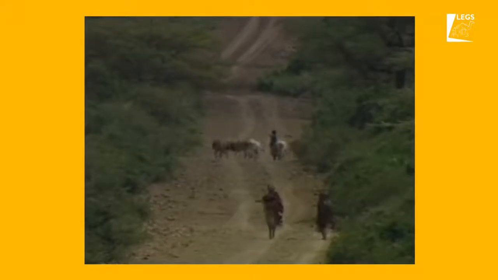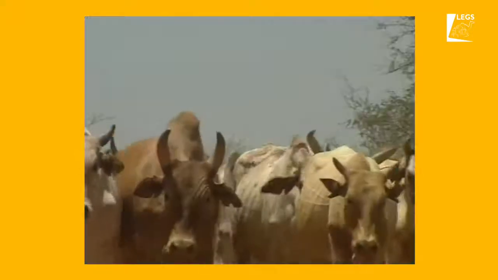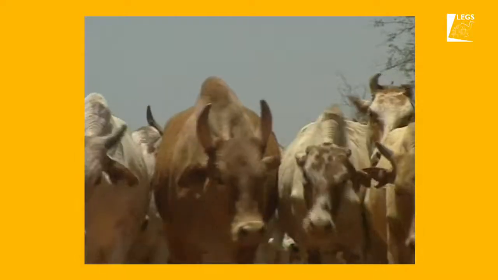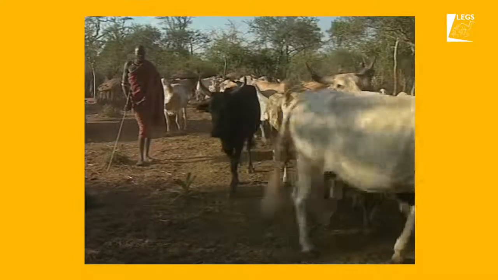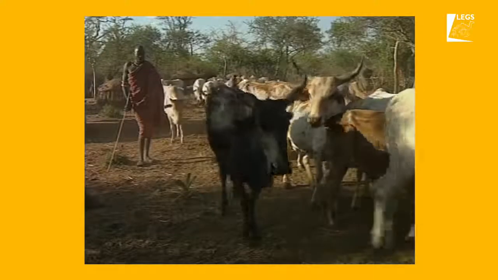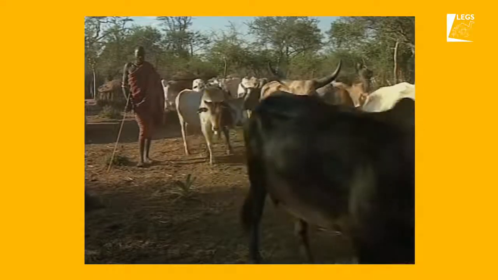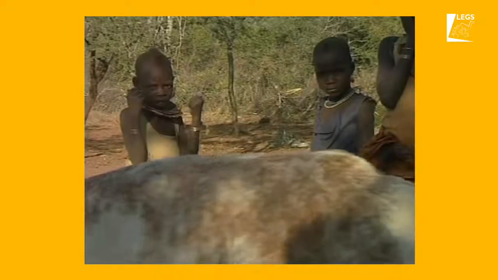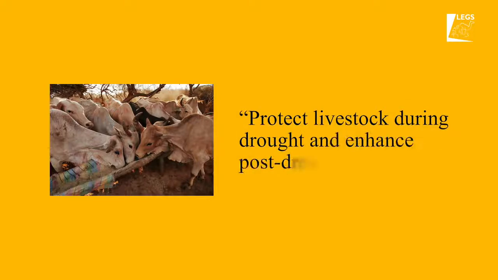Let's take an example of a drought in Ethiopia and an NGO which decides to use supplementary livestock feed as a way to protect the livestock of affected communities. The NGO staff think about the LEGS objectives and can see how their project relates to the second LEGS objective, to protect assets, and the third LEGS objective, to assist recovery. They then write the following objective for their project: to protect livestock during drought and enhance post-drought recovery.